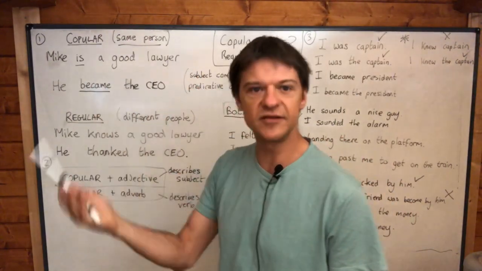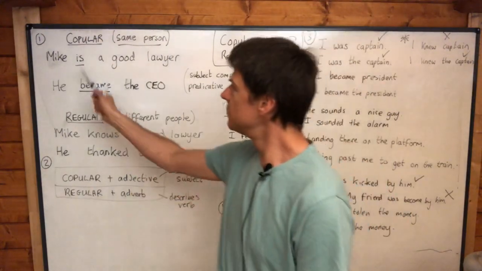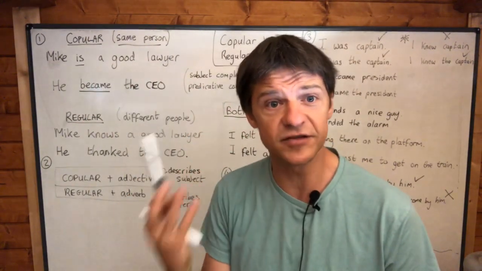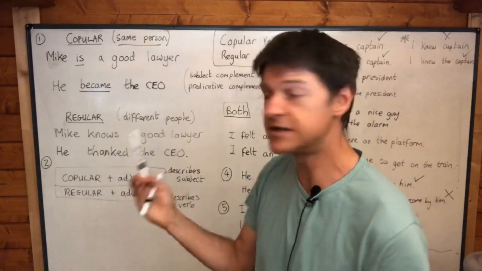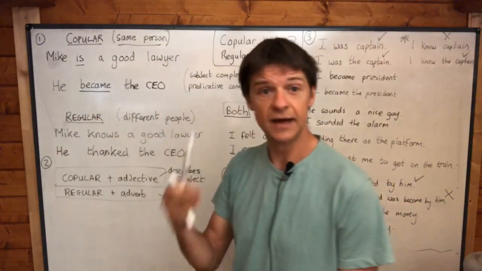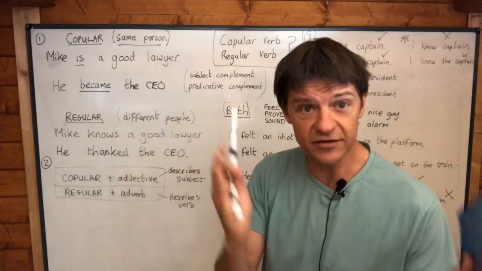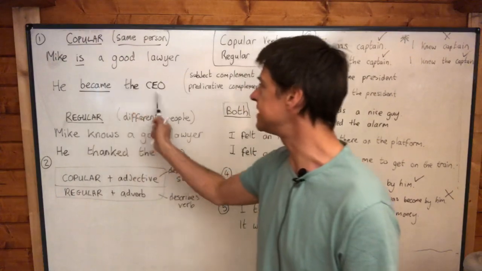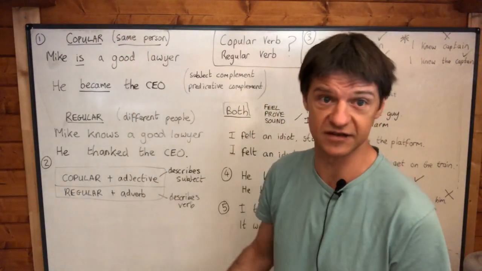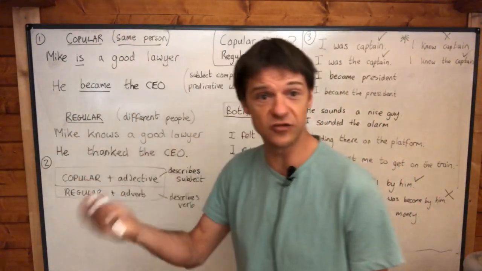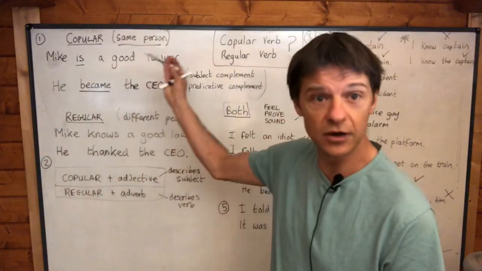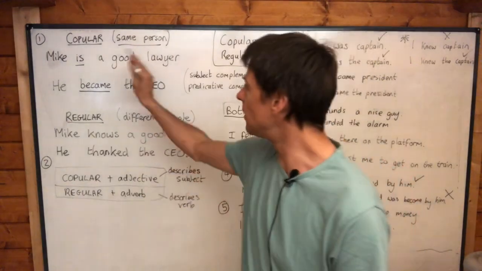So here, notice firstly that when we say Mike is a good lawyer, we are linking these two together. This is why we call them copular verbs. We're linking Mike together with a good lawyer, and we're saying that they are the same. There is an identity between the two. Mike and a good lawyer, they are the same object. Exactly the same with he became the CEO. There's only one person in this sentence, and it's he, who is also the CEO. It's Mike, who is also a good lawyer. So there's only one person here.